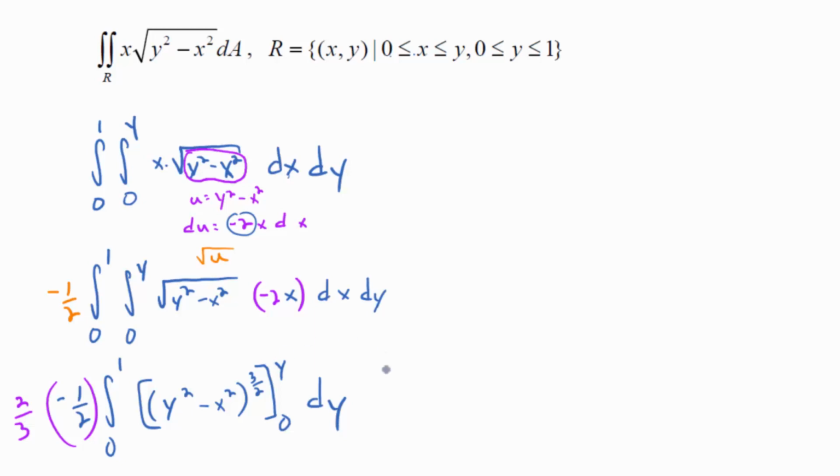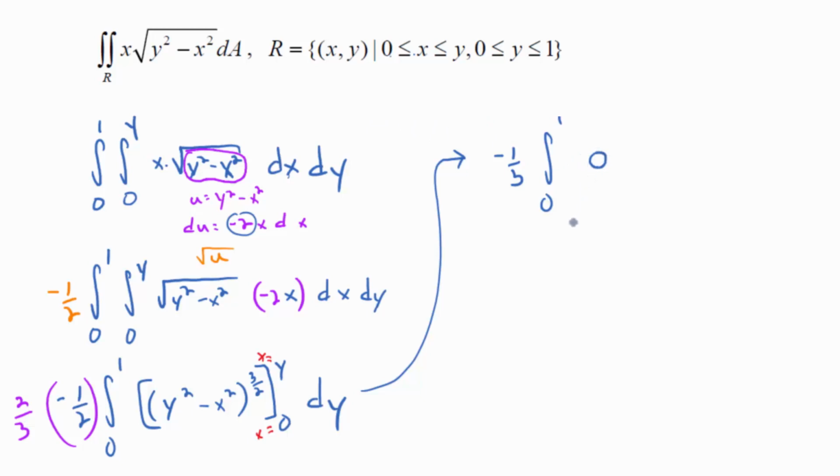Okay, so we have negative 1/3 out front, integral 0 to 1. Okay, what does this guy become when you plug in? Okay, what are we plugging in for? This is x equals y, right? x equals 0 to x equals y. So what happens when you plug in y for x here? You get 0, so I'll write that down.